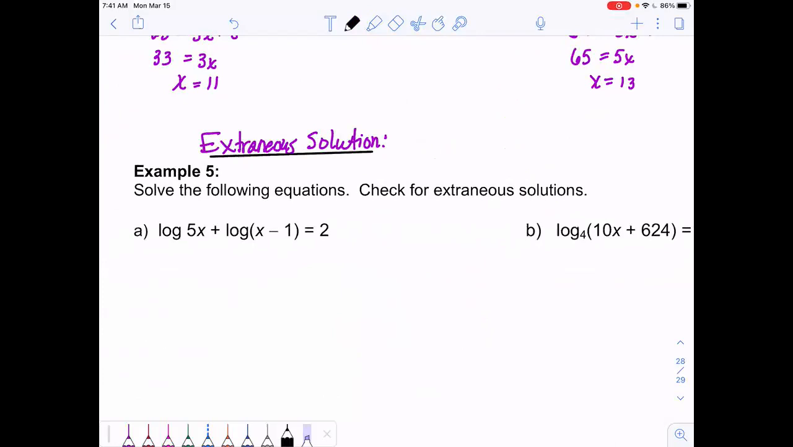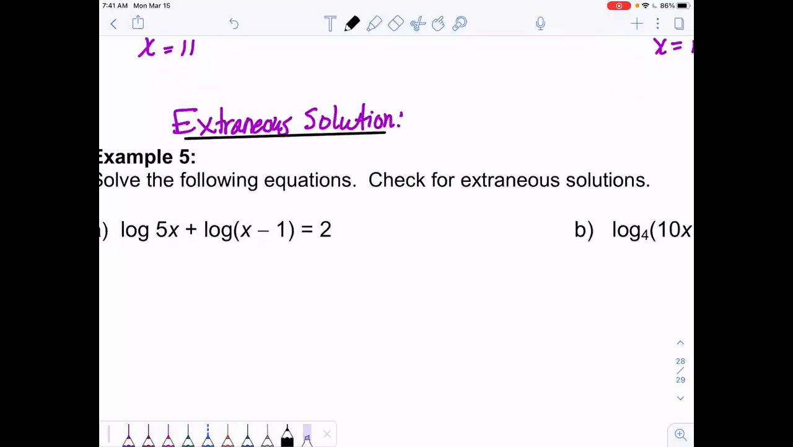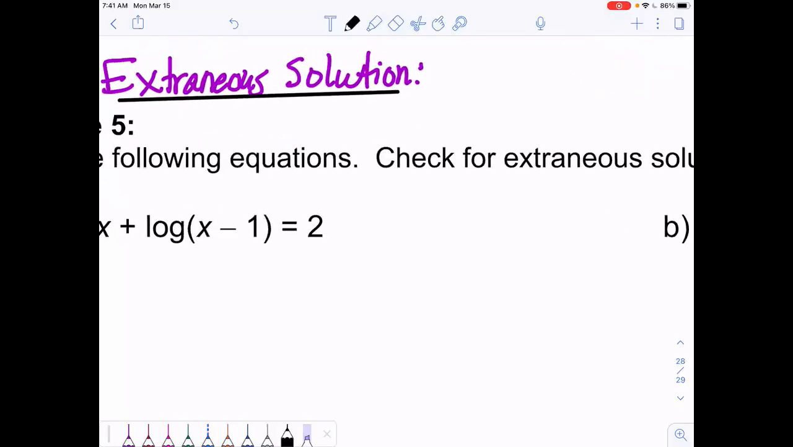So what makes an answer extraneous? Think about why extraneous solutions happen. Why would it be extraneous? What does this word mean? We know a solution is an answer, but what does it mean for it to be extraneous? Think back to the last chapter.